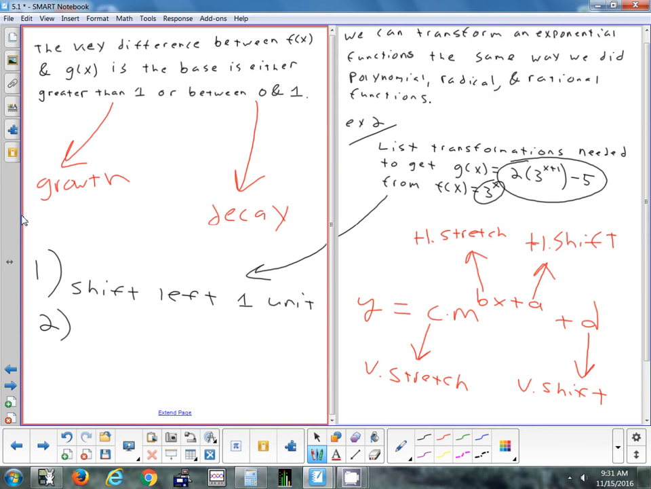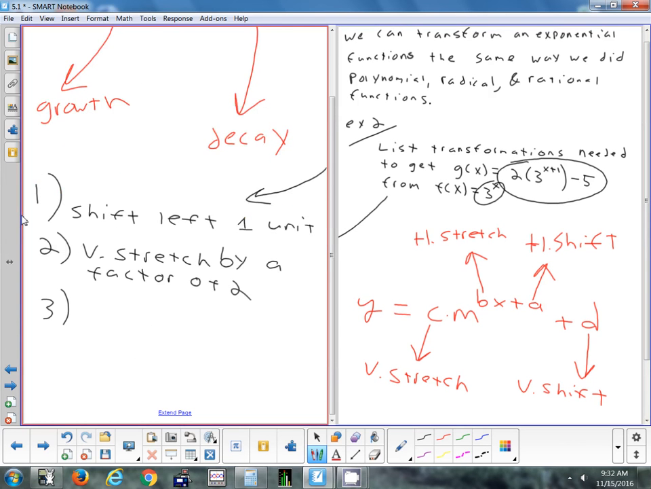Second, we are going to shift down, but there's something else we have to do first. Is it the vertical stretch? Vertical stretch by a factor of 2. And the third thing? Shift down 5. That's it. So that's another important thing for the test. Make sure you understand what each number in each position would do.